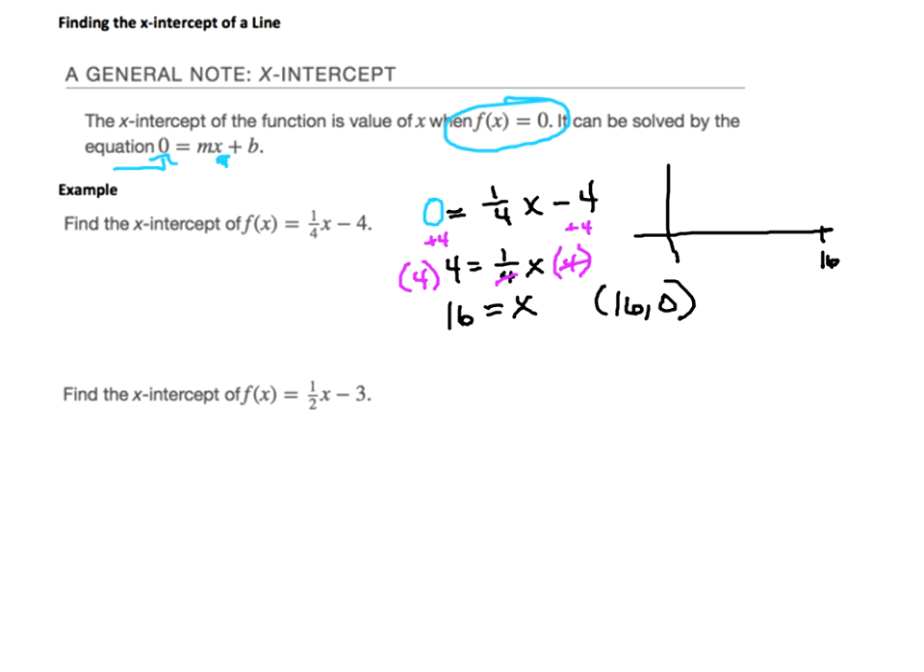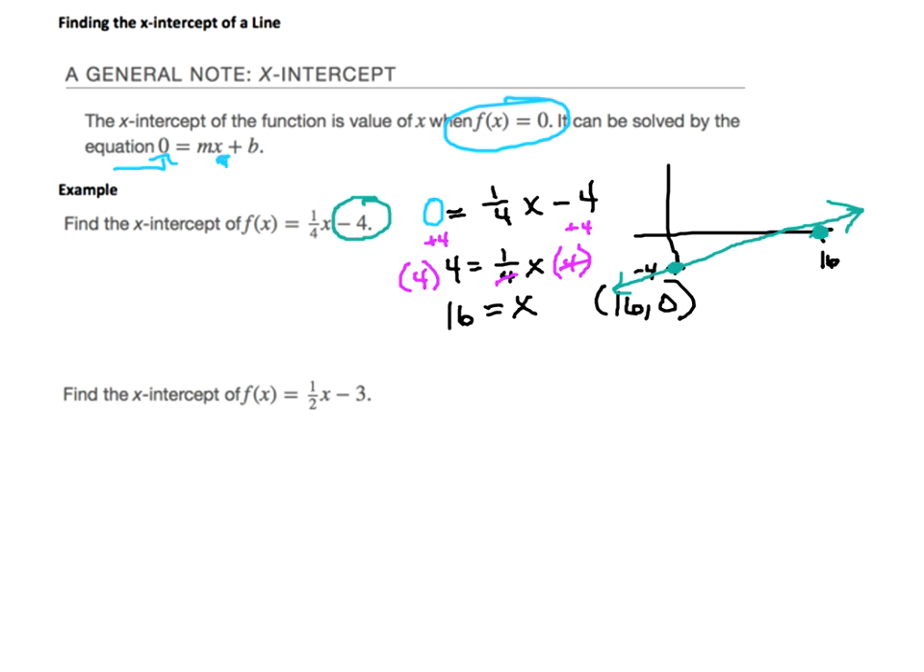Your y-intercept is hanging out right there. So your y-intercept is actually -4. So a quick sketch of your line says, well, I go through -4 and I go through 16. There's 2 points. I've determined my line.